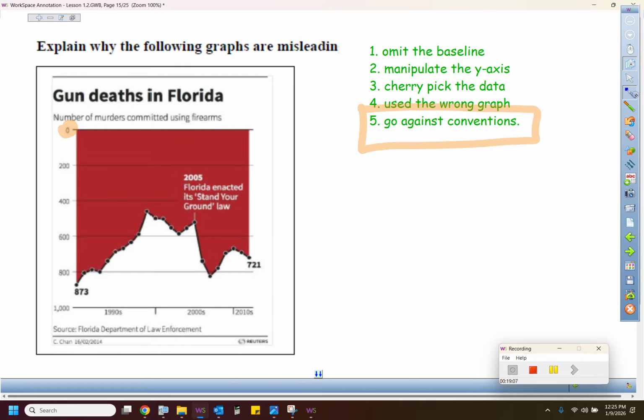So if you would put on this number 5 on your worksheet, instead of writing it all out, it's just reason 5, going against conventions. Does that kind of make sense? What I'm looking for is, which way did they do? Sometimes they could do more than one. They could do 2 bad things.